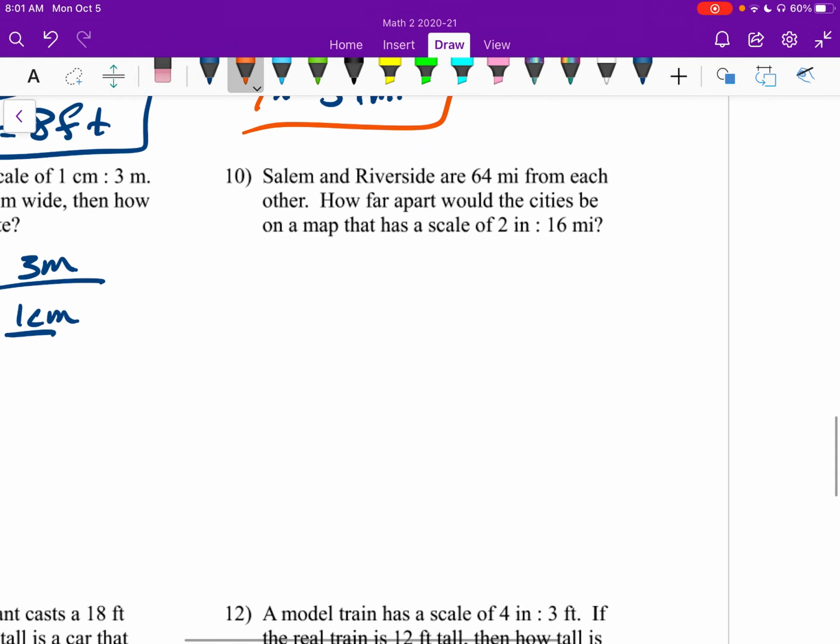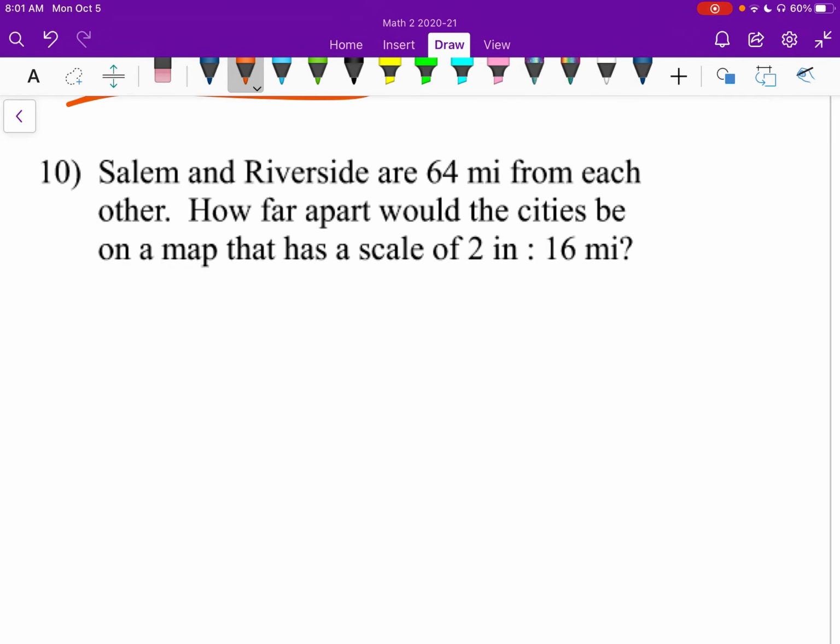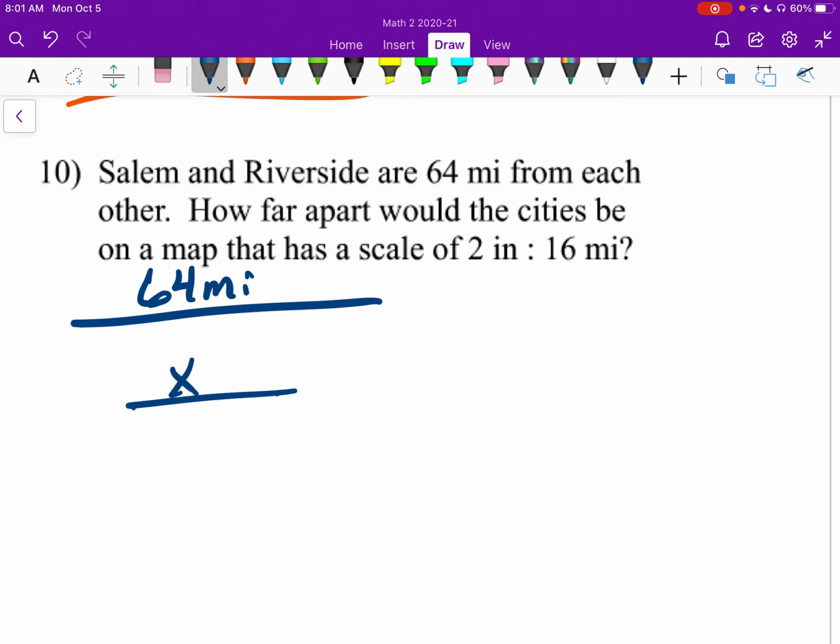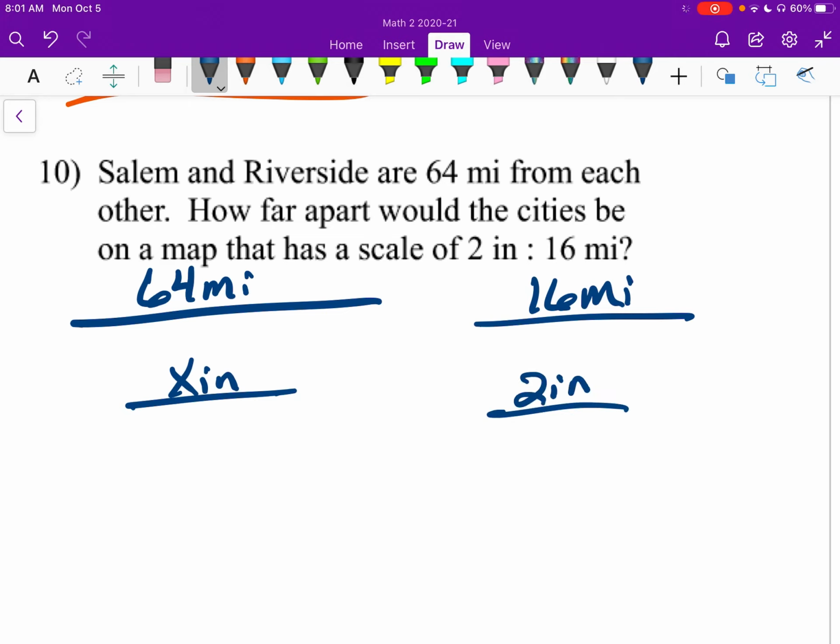All right. Number 10, Salem and Riverside are 64 miles from each other. How far apart would the cities be on a map? So we're going to say x, and then we're talking about inches. And then it says the scale is 16 miles to 2 inches. Now, if you wanted to, before you even started, you could reduce this scale factor. We could see that it would go to 1 to 8. In fact, I'm going to go ahead and write that here. So this is 8 miles to 1 inch.